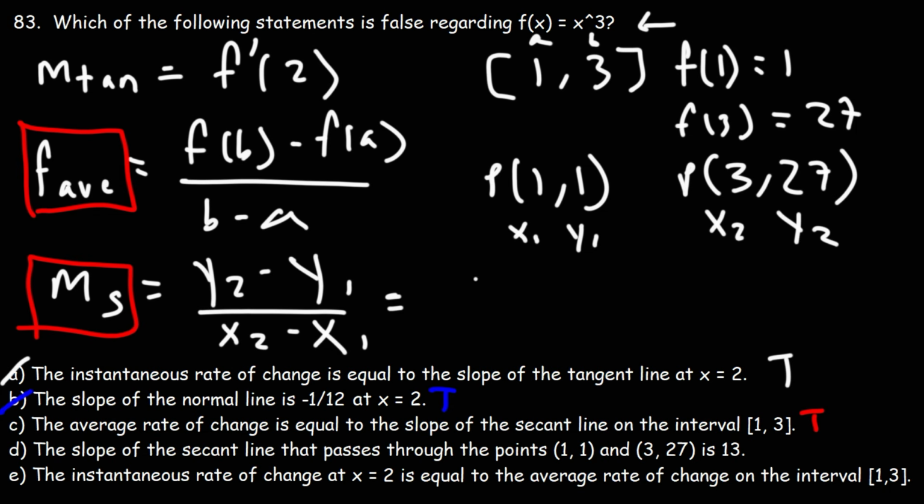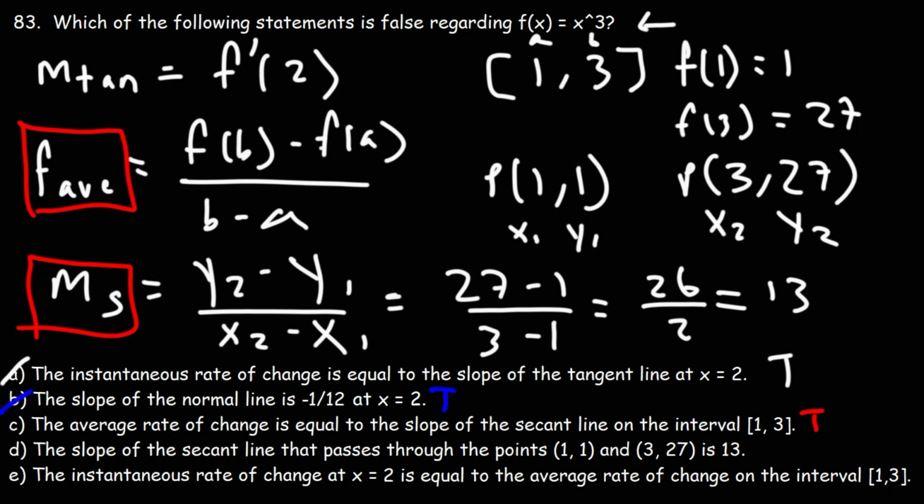So using this formula, it's 27 minus 1 over 3 minus 1. That will be 26 over 2, which is 13. If you were to use this formula, f of b will be 27, f of a will be 1, b will still be 3, a would be 1. You would get the same thing. It will look exactly like that. So that's why answer choice C was a true statement. Answer choice D is a true statement. The slope of the secant line is indeed 13.